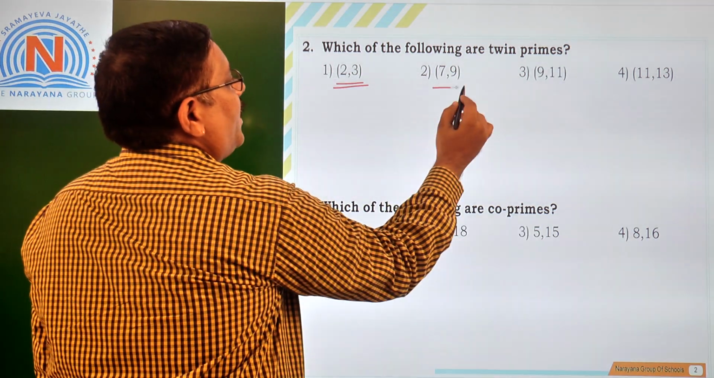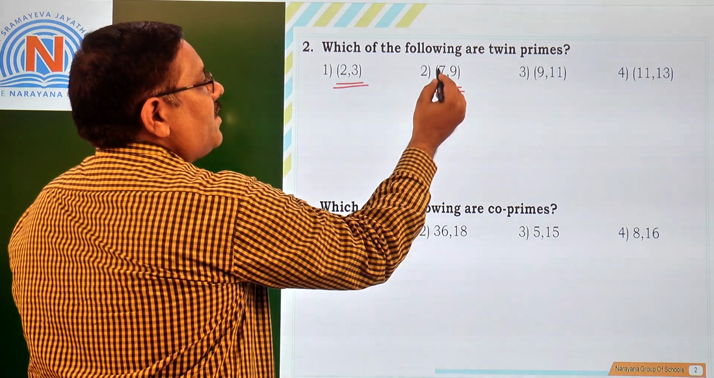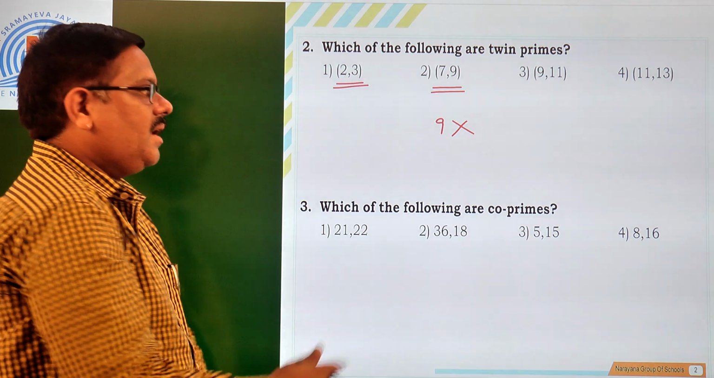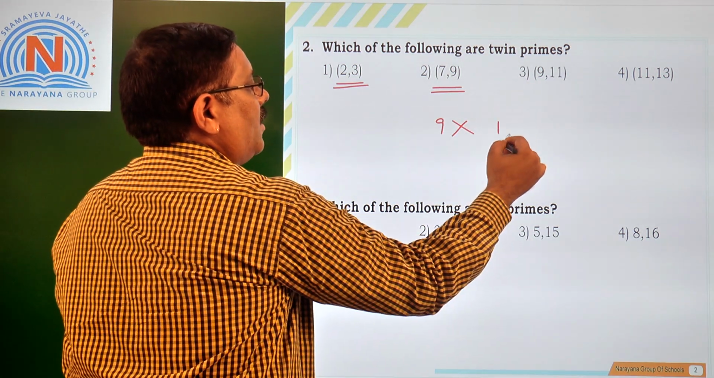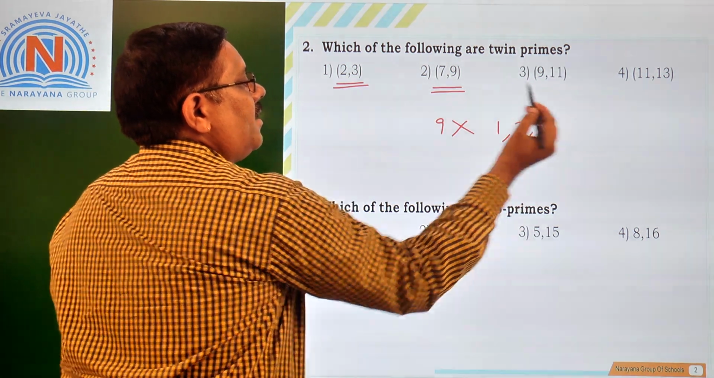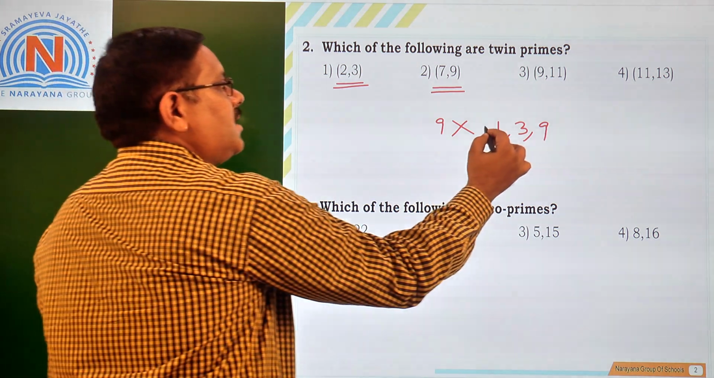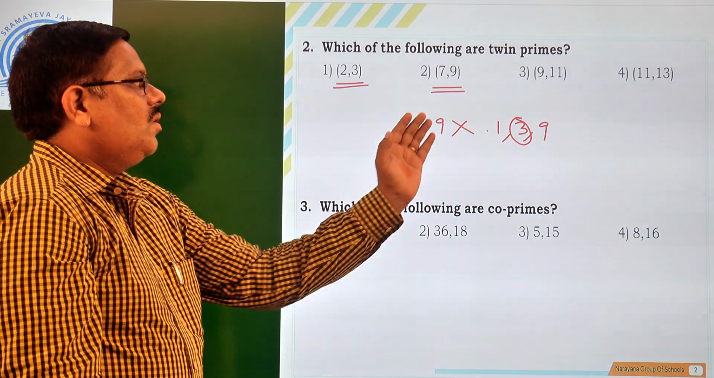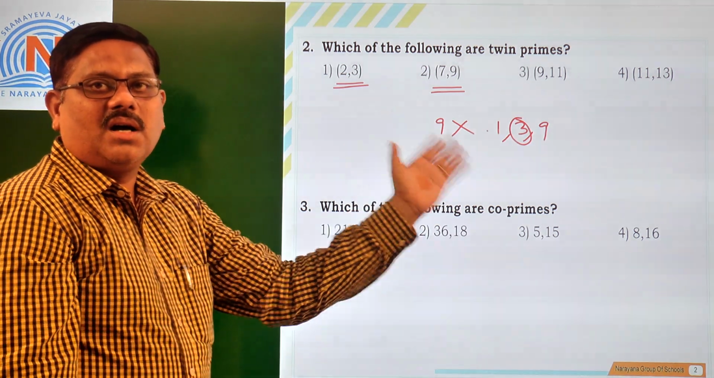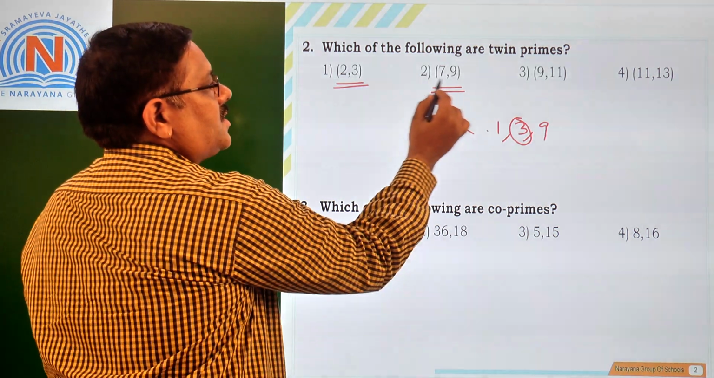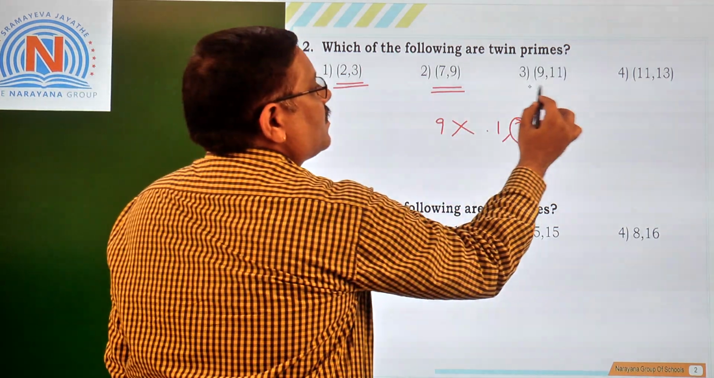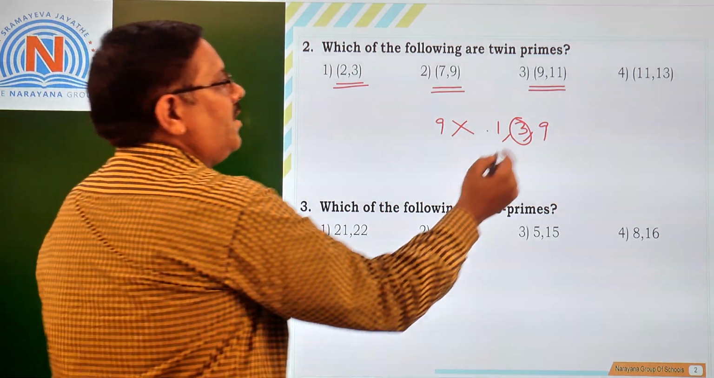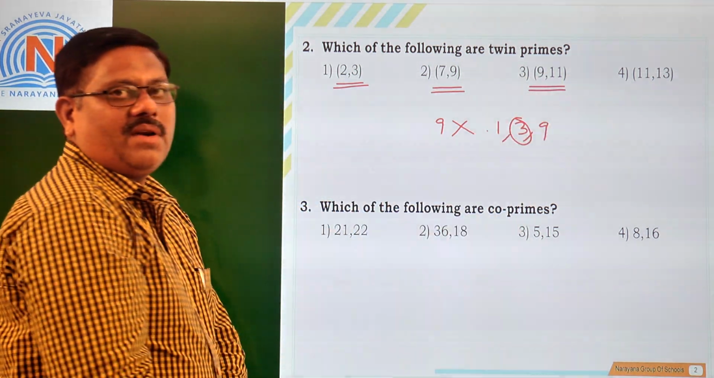You take 7 and 9. In 7 and 9, 7 is a prime number, but 9 is not a prime number because 9 has factors 1, 3 and 9. In addition to 1 and itself, it has an additional factor 3. So, 9 is not a prime number, it is a composite number. So, we cannot call 7 and 9 twin primes. Now, we look at 9 and 11. 9 is not a prime number. So, definitely we can't call 9 and 11 twin primes.